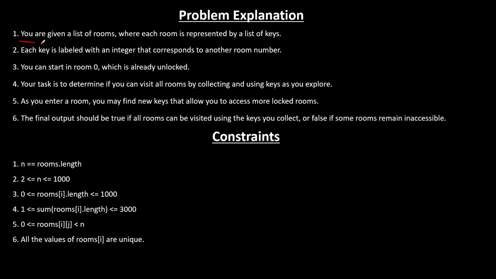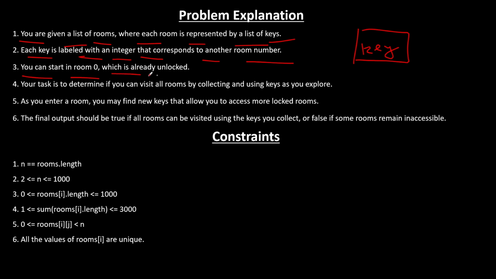So you are given a list of rooms and each room is represented by a list of keys. Basically, they're telling you that you have a room and it has keys in that. Each key is labeled with an integer that corresponds to another room number. You can start from room 0, which is already unlocked. Your task is to determine if you can visit all the rooms by collecting and using keys as you explore.